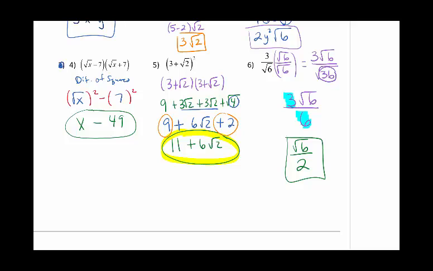Please watch any of these again that you need to. Double check your work. Don't skip steps. Write down your perfect roots. It's very helpful for you to do.